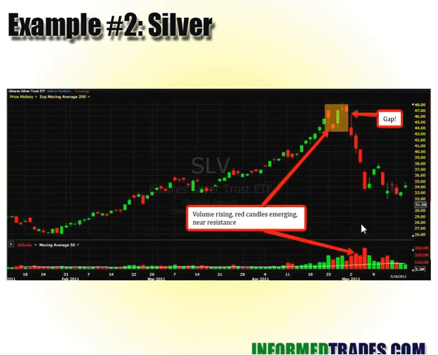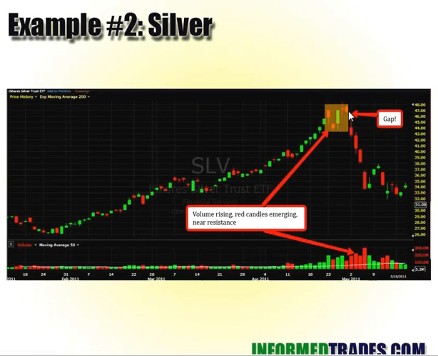We see volume rising. Also, if you know the silver market, the previous high in 1980 was just under $50. So we're approaching that previous resistance level, a major resistance level. We start to see some red candles, we start to see volume rising, and we have a doji here. Those are all clues that this opportunity may be running out.